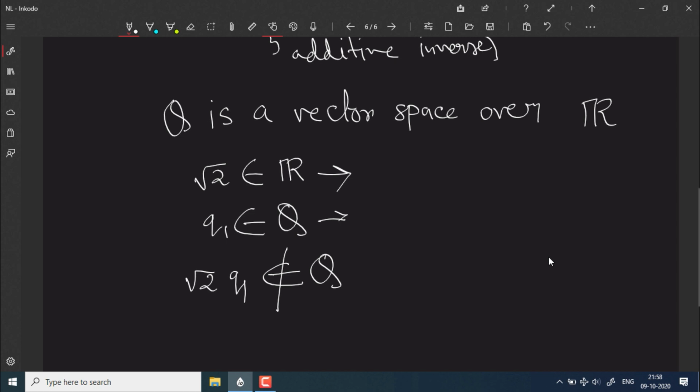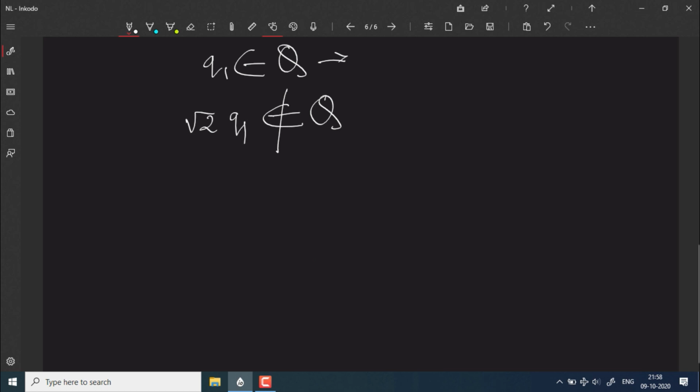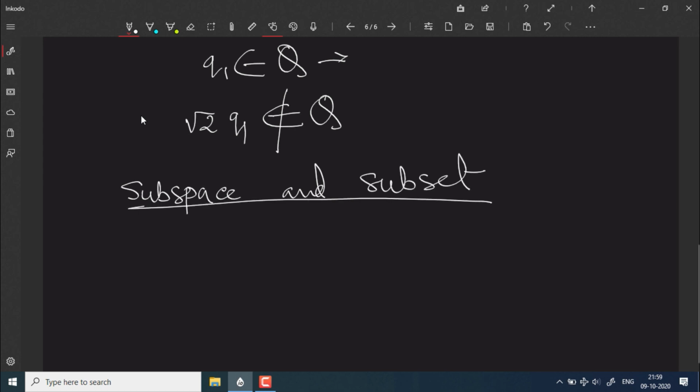So with this, let us move to the notion of subspace. What is a subspace? Try to understand the difference between subspace and subset. All subsets are not subspaces. Let me give you one example.